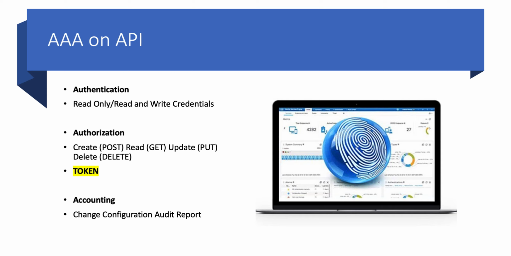If you want to perform the API call without this token, you will receive a forbidden error in the HTTP header response, and this will indicate that you are not authorized to make any API call without this token. With this in mind, let's get started.